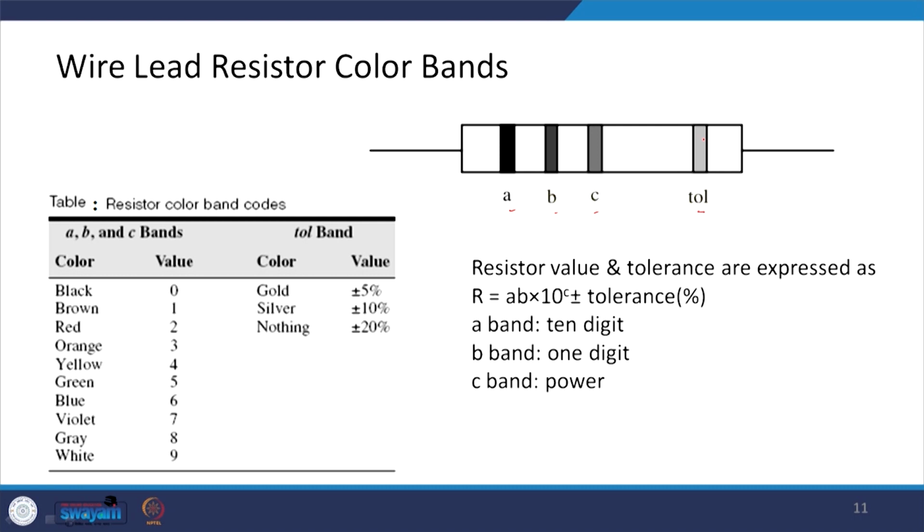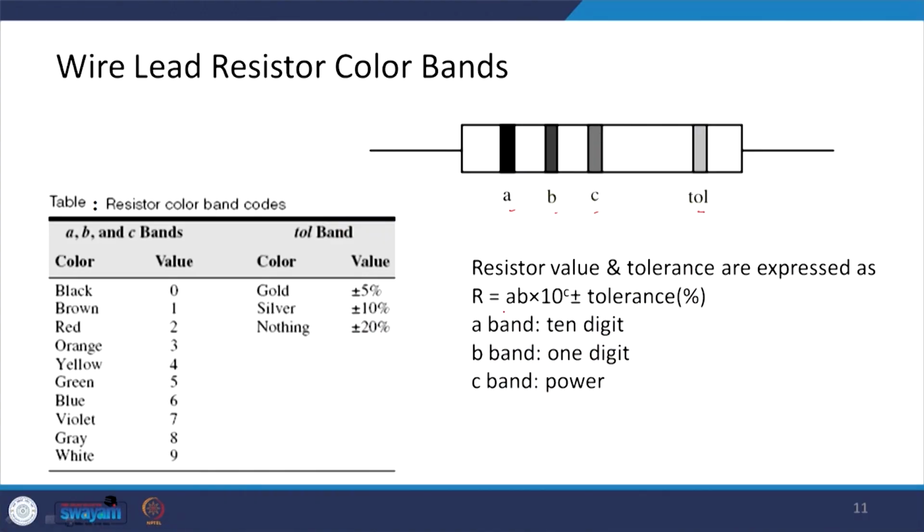Okay. And this value of resistor you can also measure with the help of a multimeter, but if you know this color coding, without the help of a multimeter you can see what value of resistance this resistor will be providing.